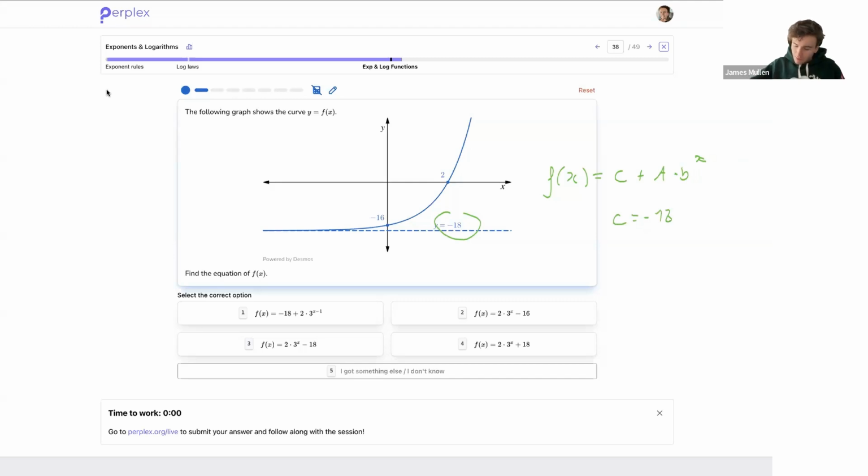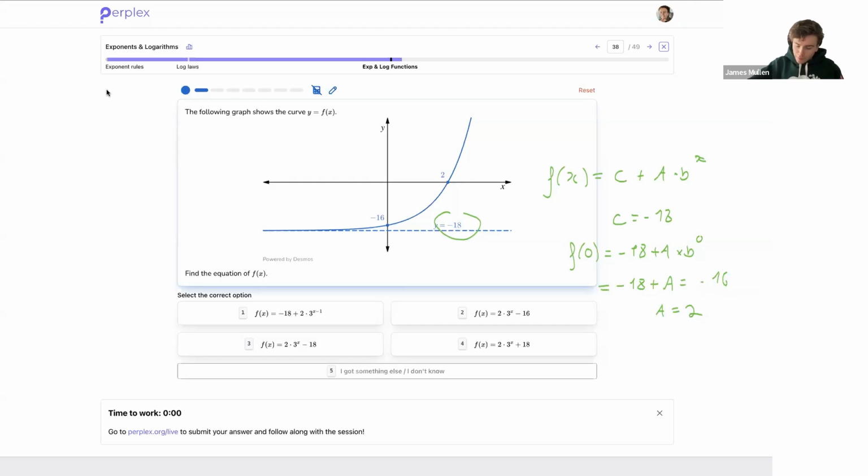And we also know that the point 0, comma, negative 16 lies on the curve. So if I plug in 0, f of 0 is equal to now negative 18 for c plus a times b to the 0, and b to the 0 is going to be 1, which means I have negative 18 plus a is equal to negative 16. So a is 2, right? That's the next thing I know.